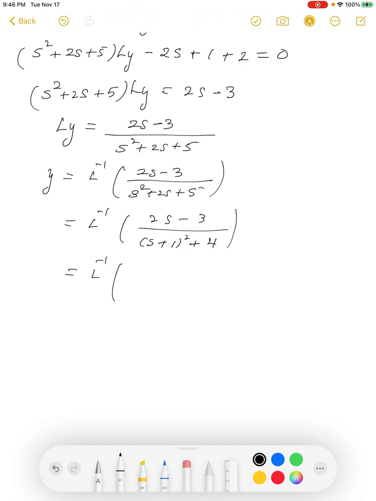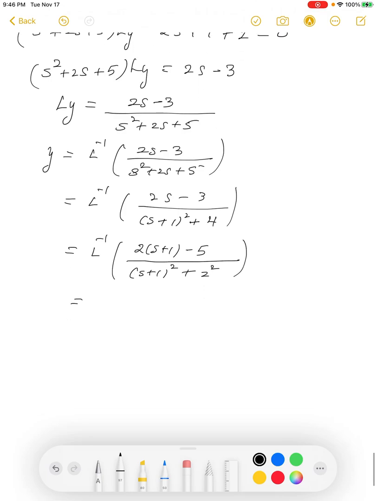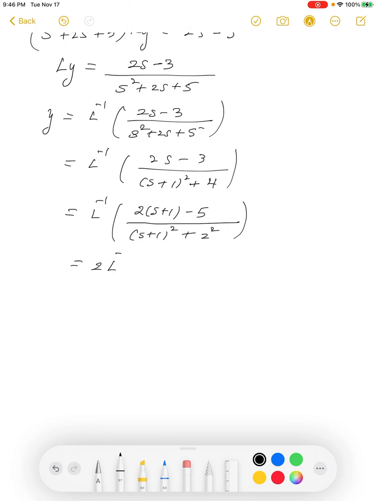And then I want s plus 1 on the top also. So I'll write 2 times s plus 1. That will give me 2s plus 2. I want minus 3, so I subtract 5. And then I write this as s plus 1 square plus 2 square. And then split it into 2 terms. So it is 2 times L inverse of s plus 1 over s plus 1 square plus 2 square, minus 5 times L inverse of 1 over s plus 1 square plus 2 square.